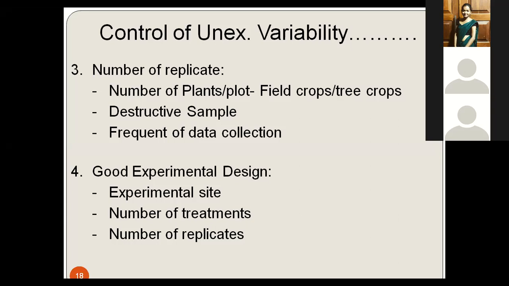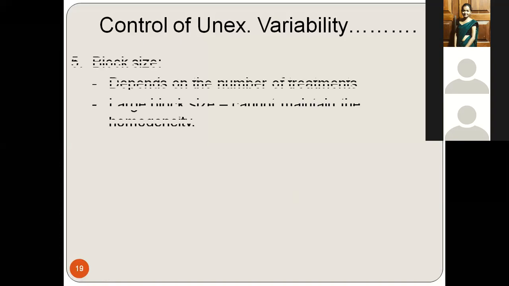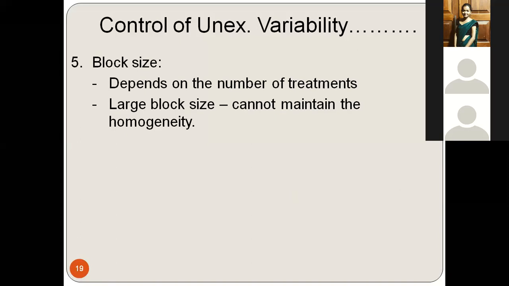Controlling other factors. The number of treatments and the number of replicates have to be decided, which we have seen earlier. And further, block size. What do you mean by block size? Let's say in the earlier example we had 4 treatments, with organic fertilizer and the others at 25%, 50%, 75% addition to that.